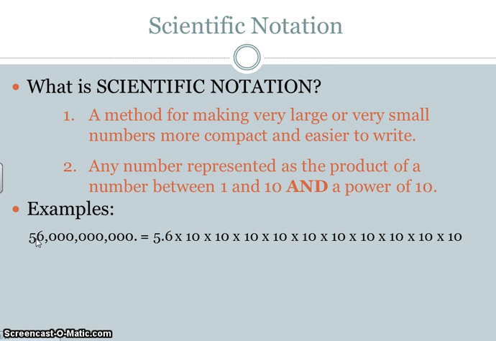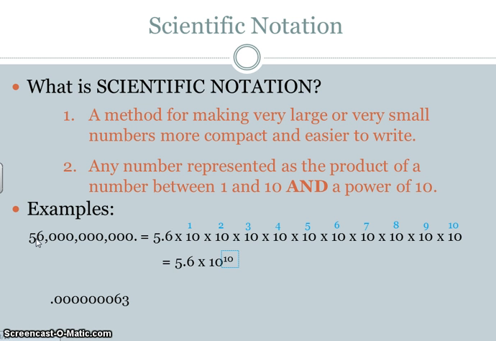Another way you see that makes sense why we're using power of 10 is you see all those 10s lined up there. That's 10 of them. We moved our decimal place 10 places, right? So 5.6 times 10 to the 10th. So that's a very large number. Let's take a look at a very small number.